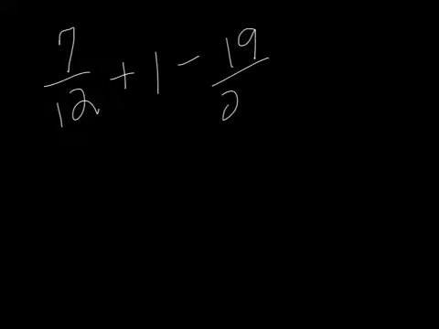Okay. Now, 7 over 12 plus 1 minus 19 over 20. Well, I start thinking 12 times 2 is 24, 12 times 3 is 36, 12 times 4 is 48, 12 times 5 is 60, and 20 is divisible by 60. So 60 would be my common denominator.